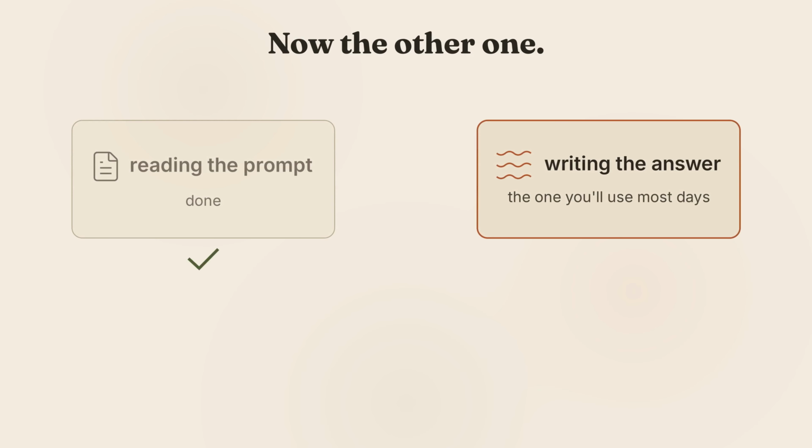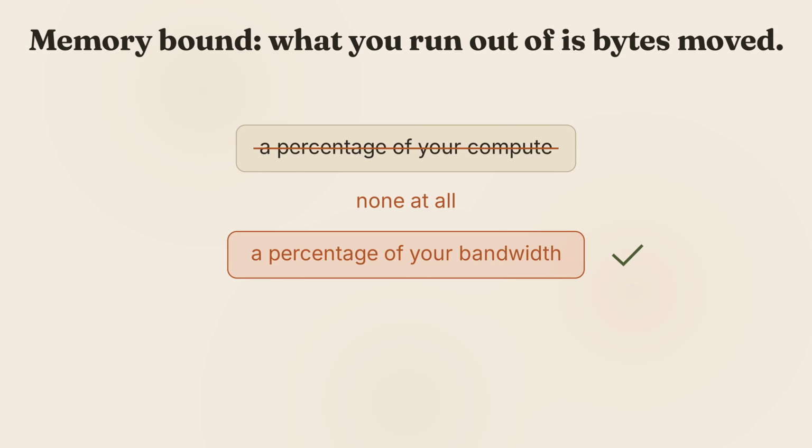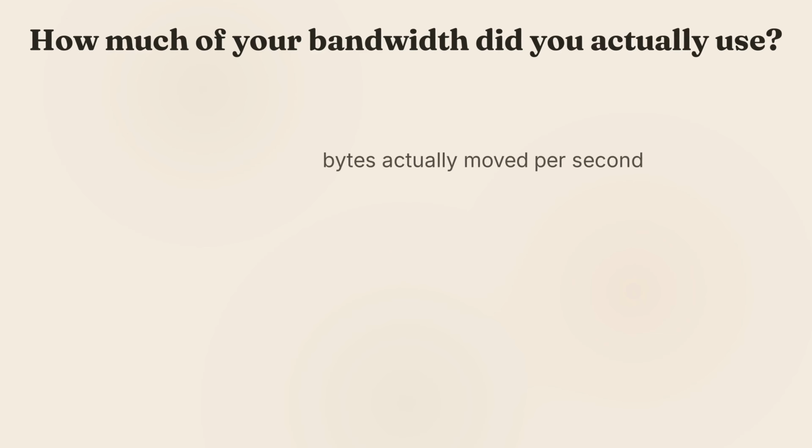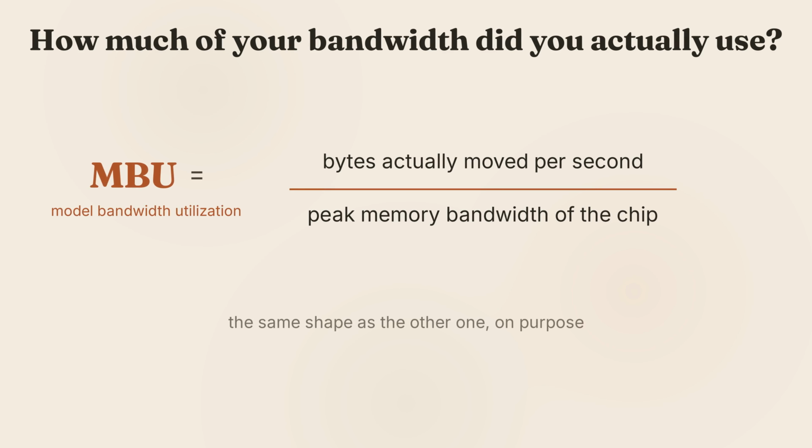And now the other one, and this is the number you'll use most days. Writing the answer out is memory bound, and we've said that a few times. So what you run out of there is bytes moved. So is a percentage of your compute any use there? None at all. You want a percentage of your bandwidth. So take the bytes you really moved in a second and divide by the bytes the sheet says that card can move in a second. And that's model bandwidth utilization, MBU.